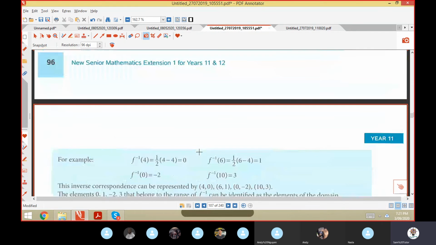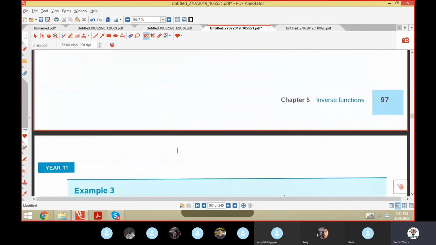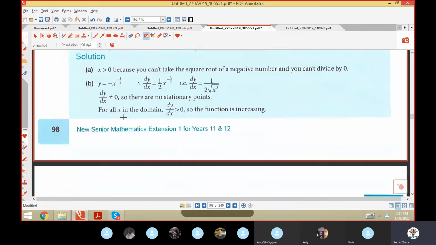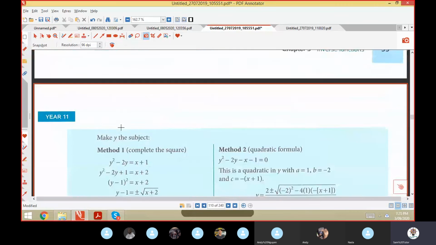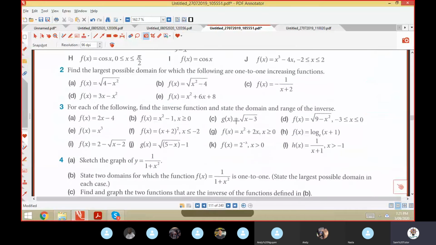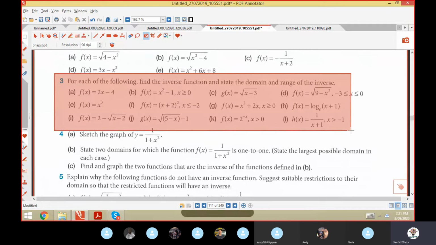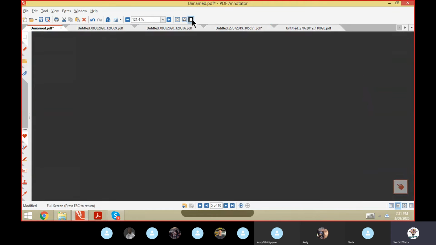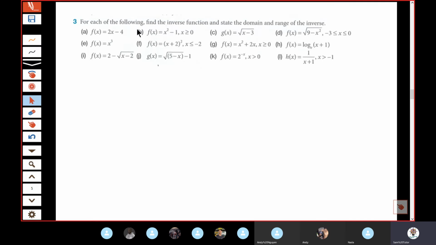All right, let's have a look at some questions. Let's pick some questions from here. All right. For each of the following functions, find the inverse function and then state the domain and range of the inverse. How do we find the inverse? We just change x and y.